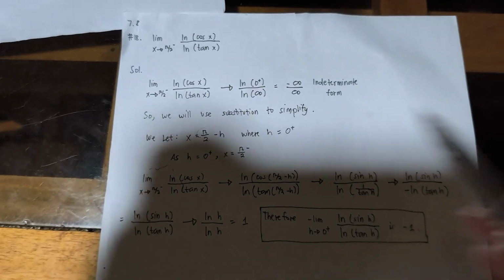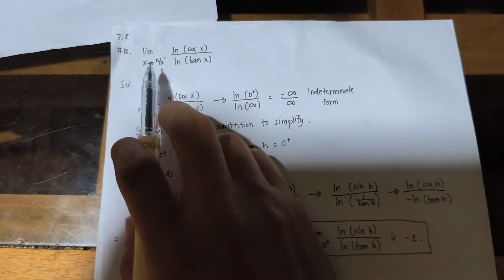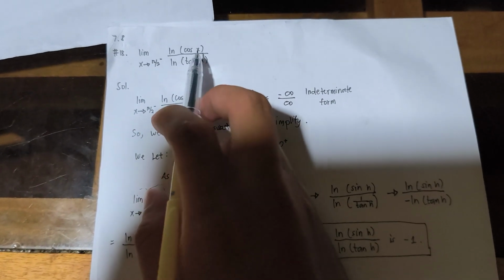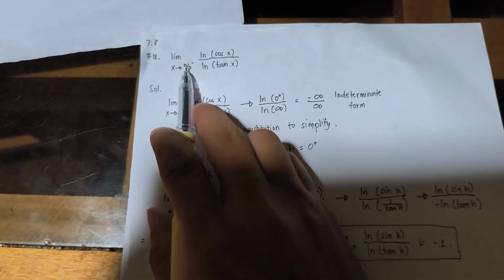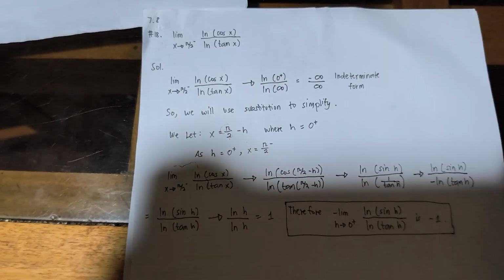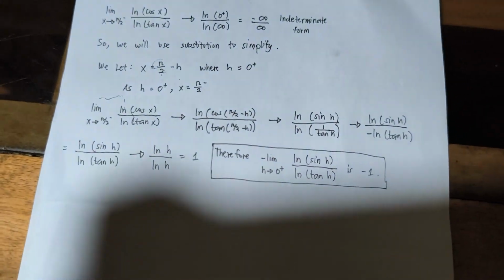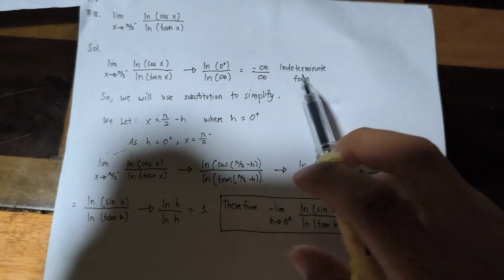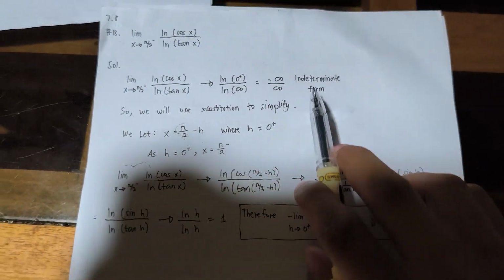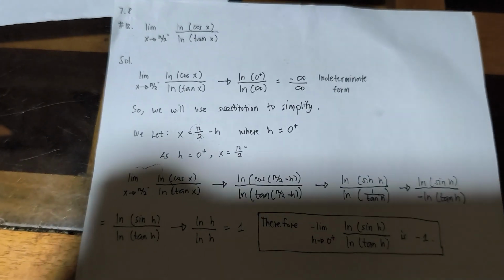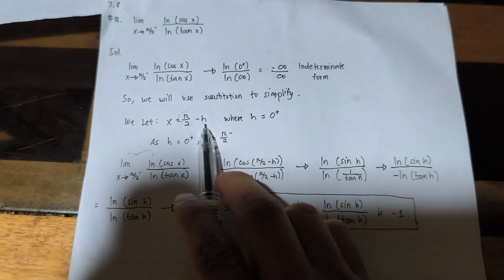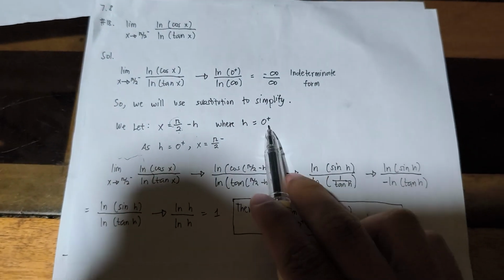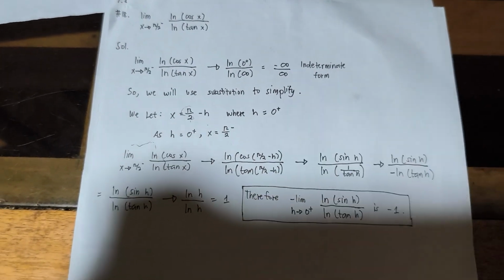The next is 7.8 number 18, which is the limit of ln cosine x over ln tangent x as x approaches pi over 2 from the negative side. First, we apply the limit. So we have an indeterminate form. So we will use substitution to simplify. We'll let x be pi over 2 minus h, where h approaches 0 from the positive side.